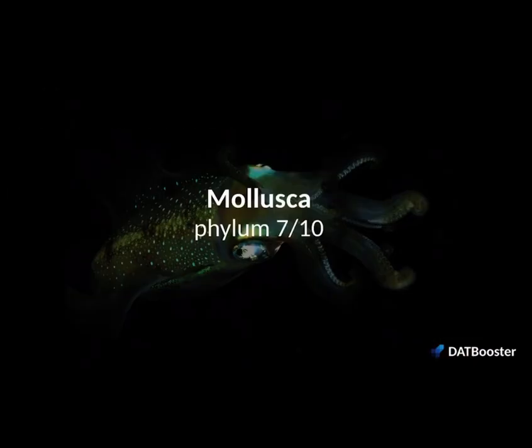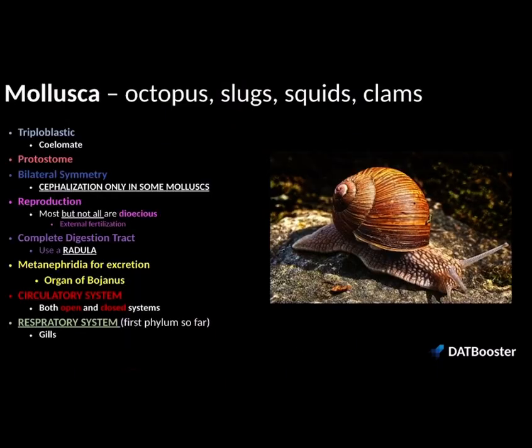Okay, we're making good progress. We're on phylum 7 out of 10. We're going to talk about mollusks. This is a big phylum here, so phylum Mollusca. So what is a mollusk, you might ask? Well, it's anything from an octopus to a squid to a slug to even clams. So you have both aquatic and terrestrial animals here.